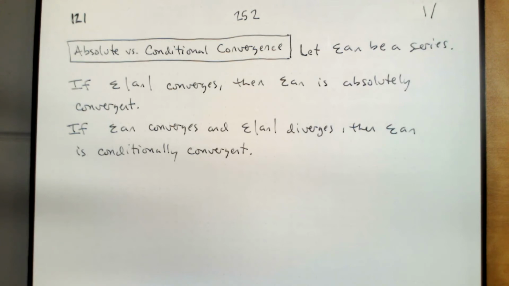Last time we were talking about the ratio test, and the conclusion from the ratio test provides absolute convergence or divergence. So if we get a conclusion from the ratio test, then we're either going to get divergence or absolute convergence. So we need to talk about the different kinds of convergence.